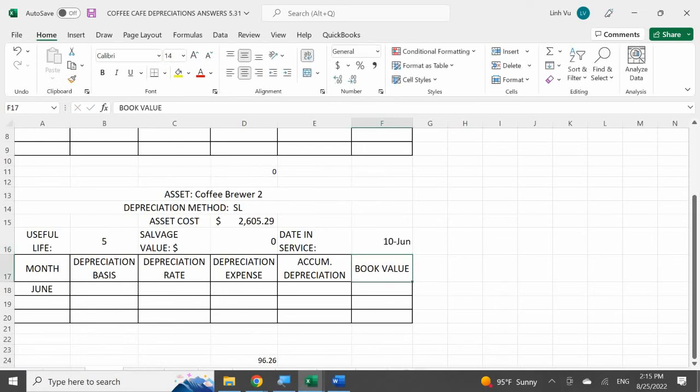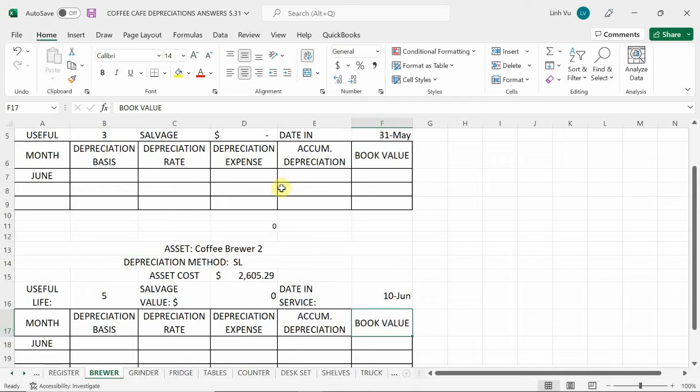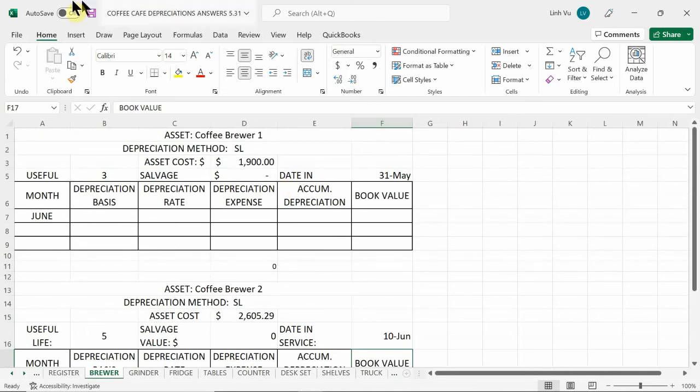Okay, so what does that tell me? Do I depreciate for June? Yes or no? Yes. Okay. Because it was before the 15th. So let's take a look. Let's go ahead and do the first one. What is my depreciation basis for the first coffee brewer?